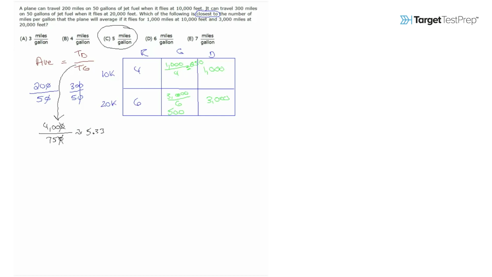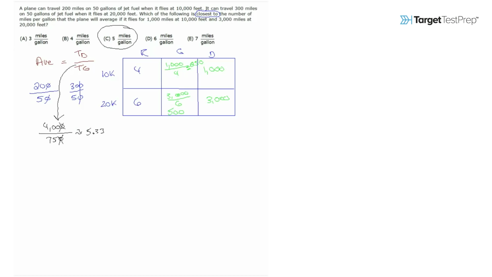For any of you who did this a different way and you set this up more like a standard weighted average, the best thing I can tell you about this type of problem is if it walks like an average rate and speaks like an average rate, it is an average rate. I don't care if we're talking about miles per gallon or miles per hour. It's still an average rate question.